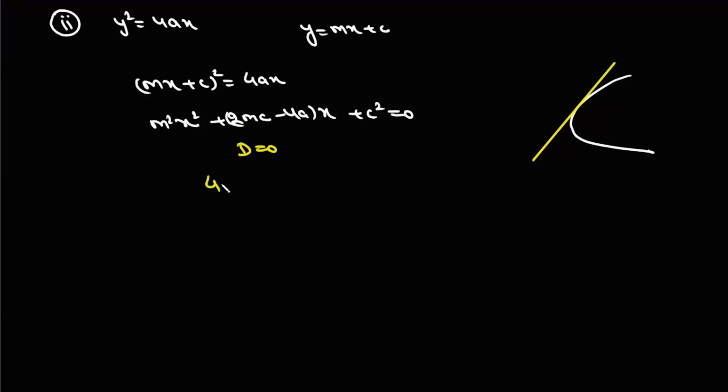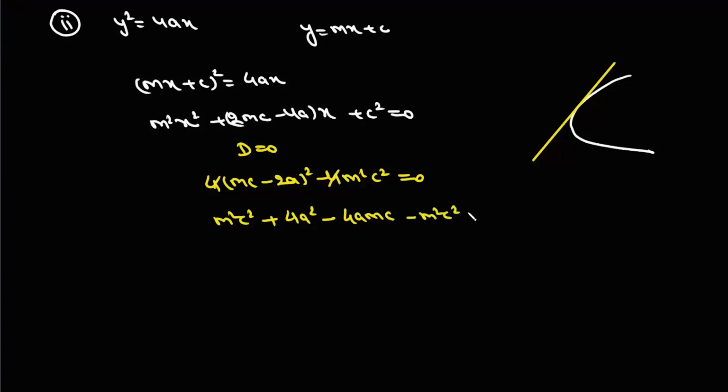So again we'll put D equals 0. So we'll have 4 into mc minus 2a whole square minus 4 m square c square equals 0. Now this 4 and 4 will cancel. So we can write m square c square plus 4a square minus 4am into c minus m square c square equals 0. M square c square will cancel. This 4a will also cancel. So we get c as a by m. So the condition of tangency is c equals a by m.